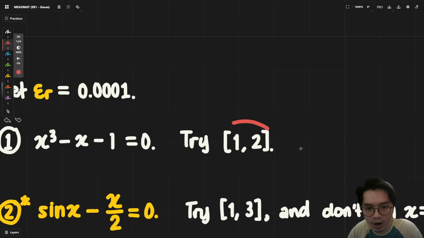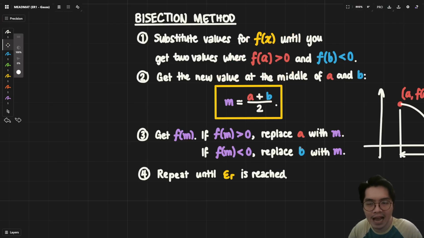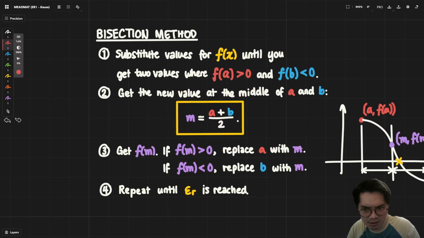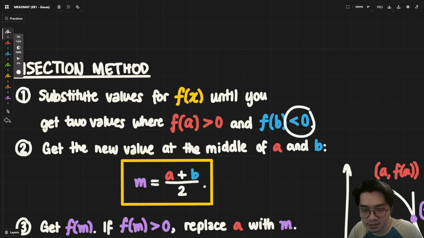How do we even know how to bracket? The thing is, bracketing is a little bit easy, but it's going to be a little bit tedious if you don't really know where the general range of the root is. What's going to happen is something like this. You first substitute values for your function until you get two values wherein one value is positive or greater than 0, and one value is negative or less than 0.